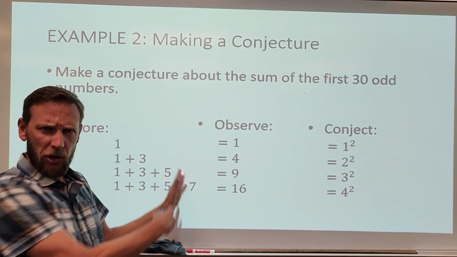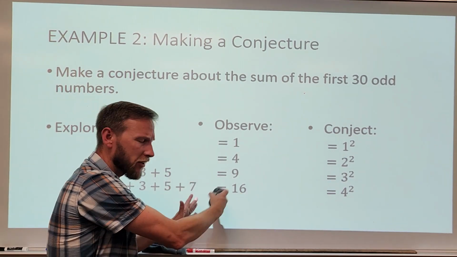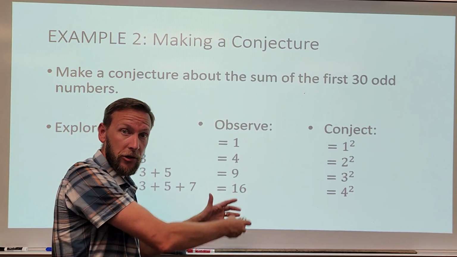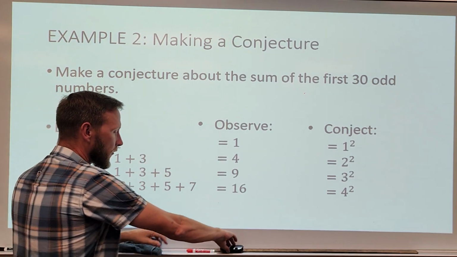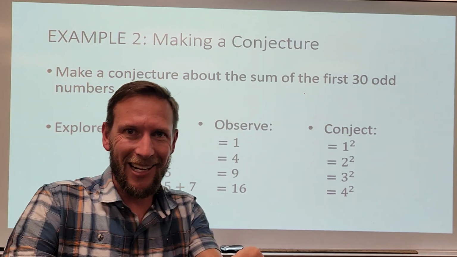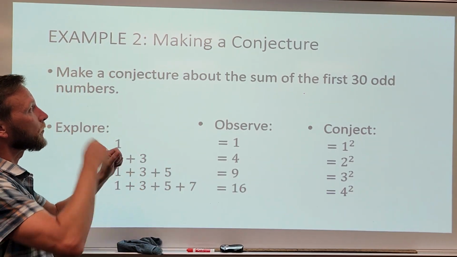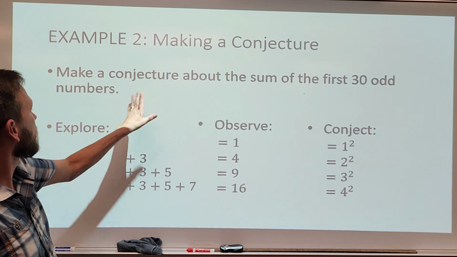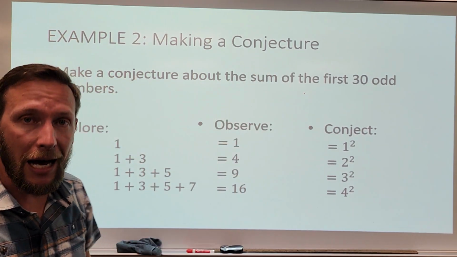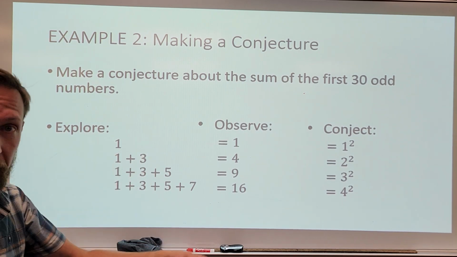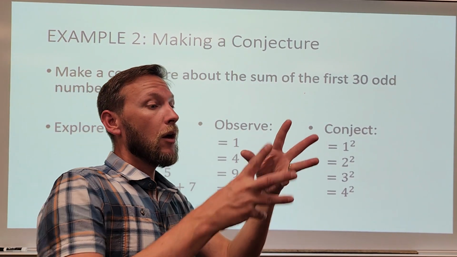And we can maybe make some other predictions. What would be the next term in the sequence? 25. Oh, that's 5 squared. 36. Oh, that's 6 squared. So our conjecture for this, and this is what you're going to write down. I'm not going to write it down on the board. You're going to have to listen and write this down. About the sum of the first 30 odd numbers: the sum of the first 30 odd numbers will be a perfect square.